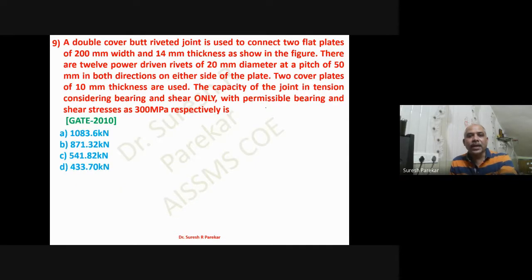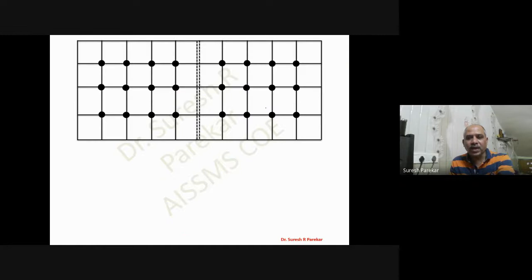A double cover butt riveted joint is used to connect two plates, and that is given. If we draw the diagram, we have the diagram below. So that diagram is given. The answer we have is actually A, 871.32 kilonewton. Now we have this diagram, and we are interested in finding the capacity. We have a total of 12 bolts, and we have to calculate the capacity in shear and in bearing.